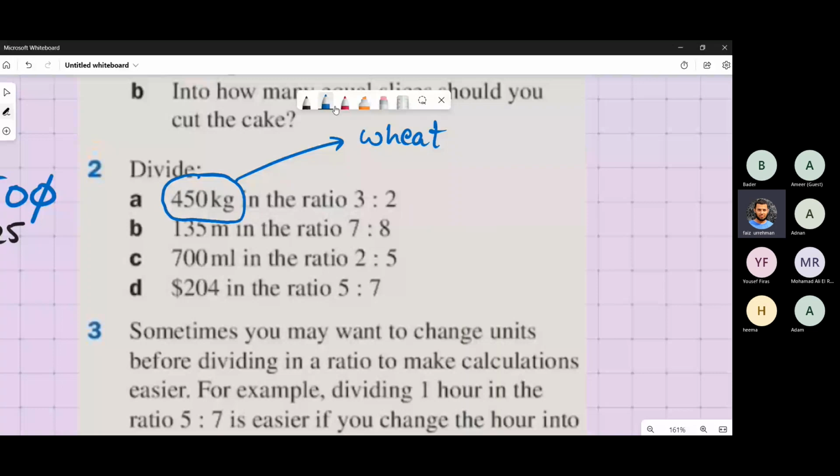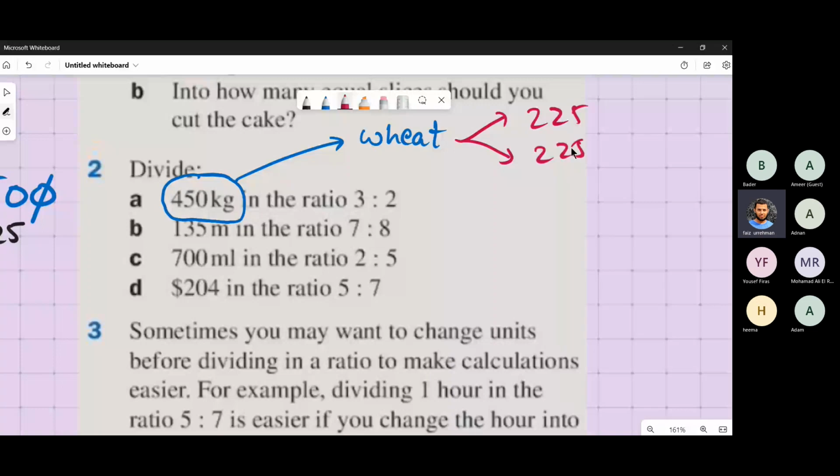Yes, at the critical moment. Wow. Okay, wheat. So we have 450 kg of wheat. Now this wheat I want to distribute to two guys, but not equally. I don't want to give both of them 225. No, I don't want to give them 50-50%.